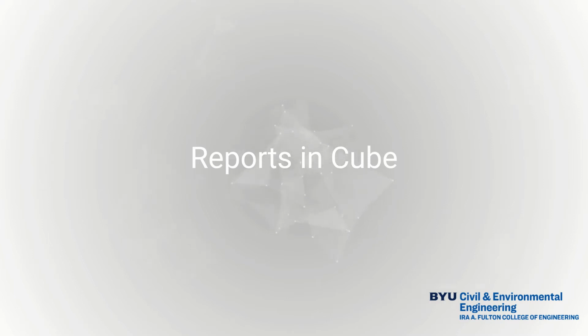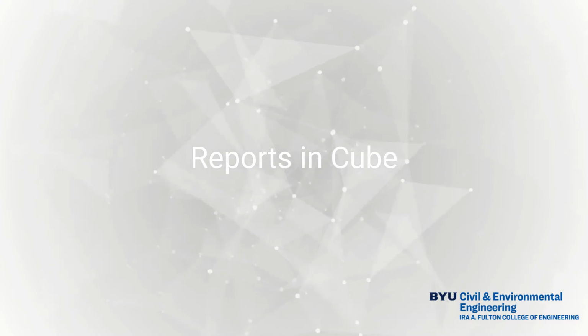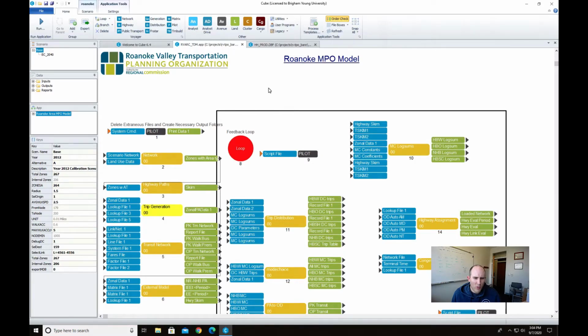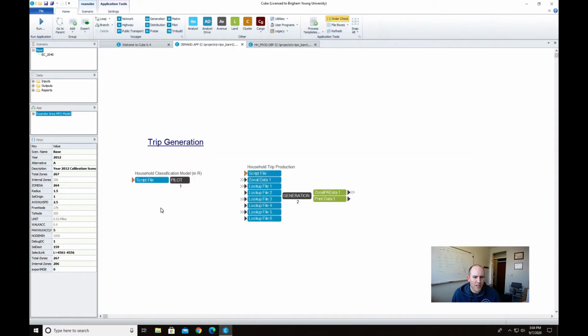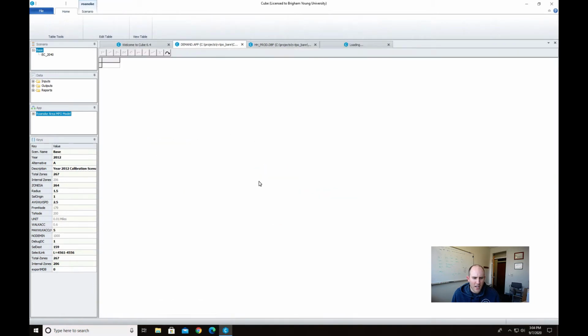In this video, I'm going to show you how to make a report of a data table in Cube. So let's say we want to create a report of the number of households in a county that match a certain characteristic. So we come into the trip generation model and go to the zonal data file after it's been classified.